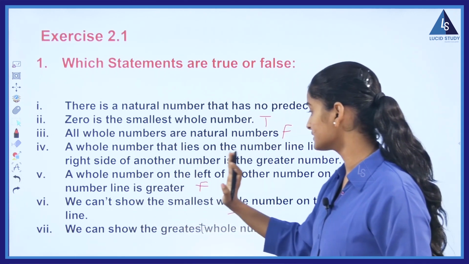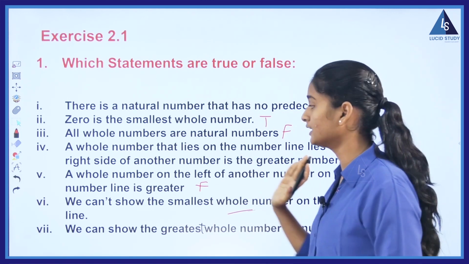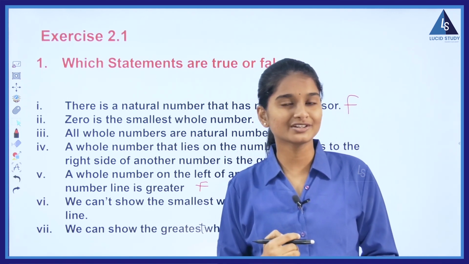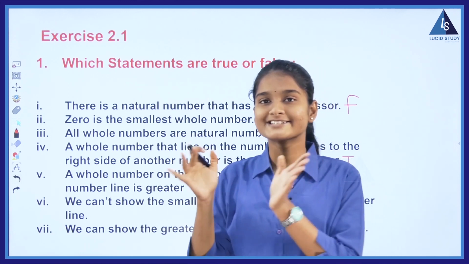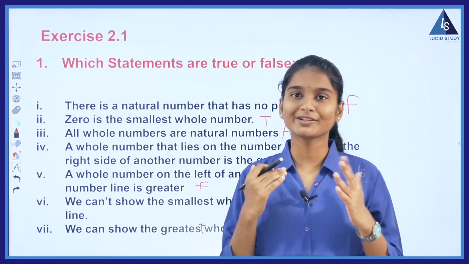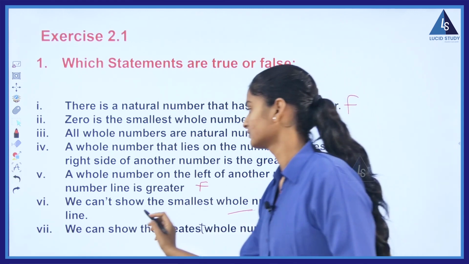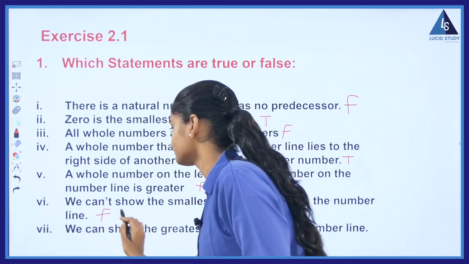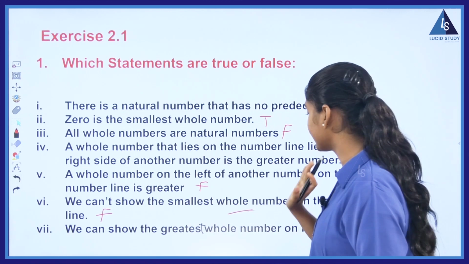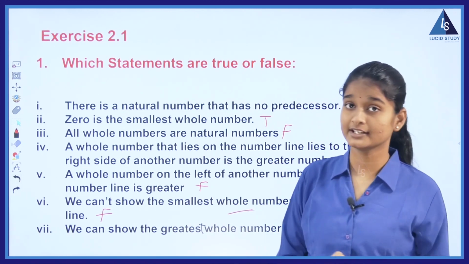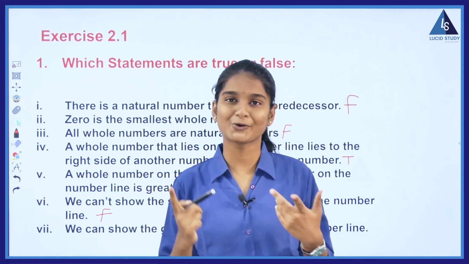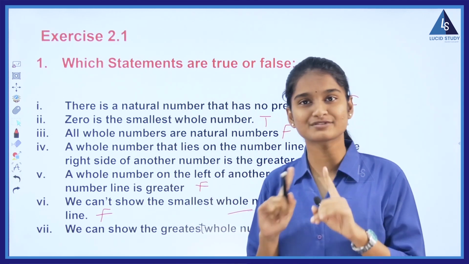We can't show the smallest whole number on the number line. We can show the smallest whole number, right? 0. 0 can be shown on the number line. So this statement is false. We can show the greatest whole number on the number line. Is that possible, children? No. So this statement is false.